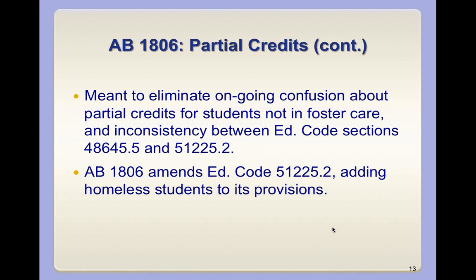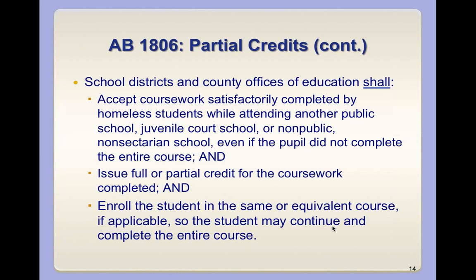So AB 1806, as I said, was meant to eliminate ongoing confusion about those partial credits. There were basically two statutes that were inconsistent. So what we did was we took that second one, and if you're one of those statutory folks, you're going to recognize this, 51225.2, and amended it to add homeless students to it. So now everywhere in the education code where it talks about partial credits, it's clear that it applies to students who are homeless.